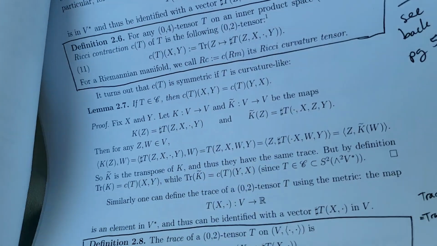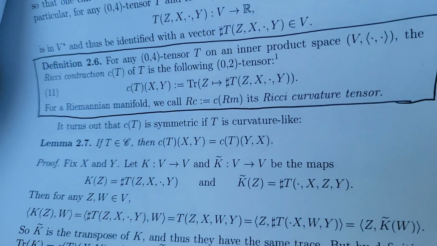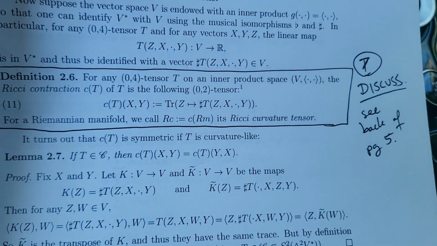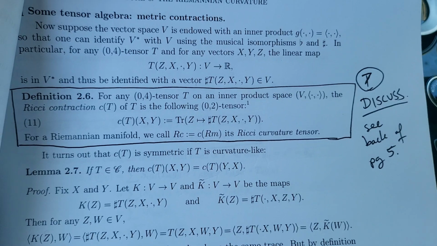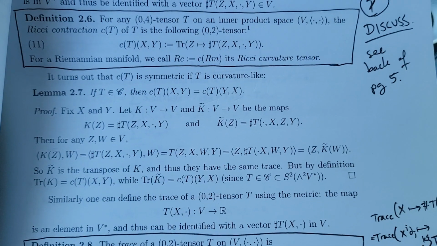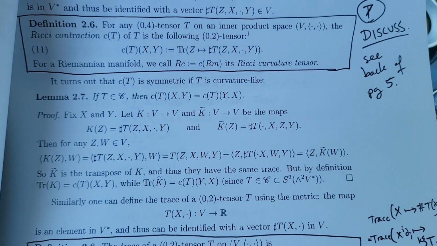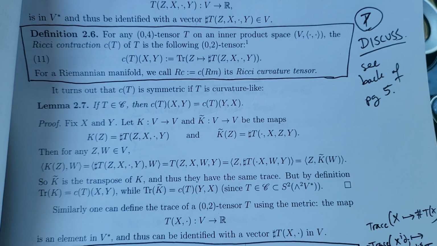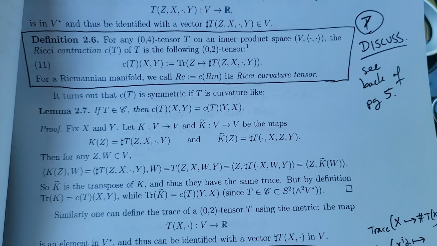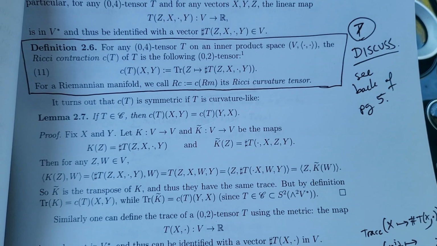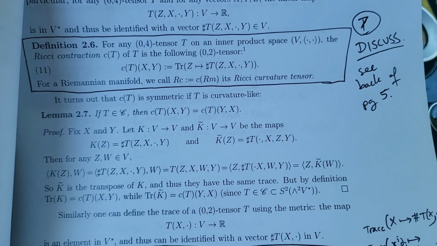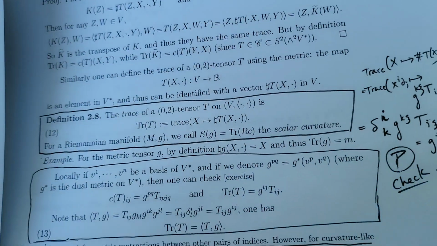Okay, so this is our Ricci contraction, and then if we take the Ricci contraction of the Riemannian curvature tensor, we get what's called the Ricci curvature tensor. It's important to note that if T is a curvature-like 0,4 tensor, so aka it satisfies the first Bianchi identity, then our Ricci contraction will be symmetric. Okay, so C of T of xy is equal to C of T of yx.